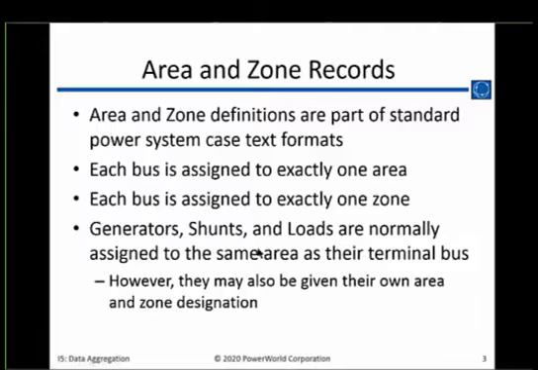Those are normally assigned to the same area as the terminal bus, but they could also belong to other areas. And we've seen this particularly with loads where there's a distribution circuit behind the load that maybe belongs to a different utility than the substation that it's connected to. So you can sometimes see that. And then the load looks like an export from the area of the terminal bus to the area of the load. So that's all accounted for in the transaction. So that's how that works.